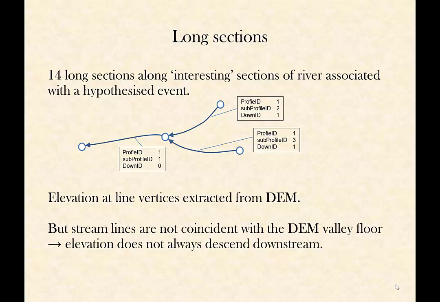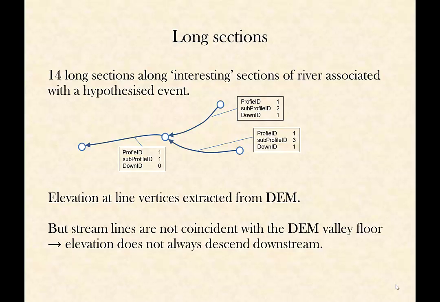So this is profile number one. They're all part of profile one. This is sub-profile one, because it's this part of the river. A sub-profile is a part of a river, and the down ID is 0 in that this is the mouth of the river here. Or this one, sub-profile 2, would extend potentially further up here, and the down ID is the profile ID of the downstream one, similar to that.